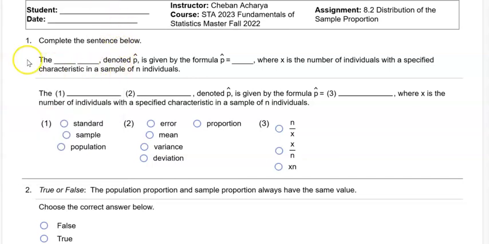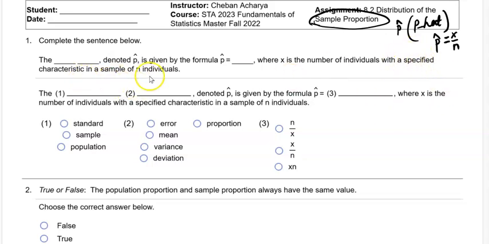This is a definition question, and again, I want to tell you the sample proportion is going to be denoted by p hat. We read it as p hat. The formula for sample proportion is p hat equals x over n, where x is the number of individuals with the specific characteristic, and n is the sample size. Sample size is how many samples you draw from the population.